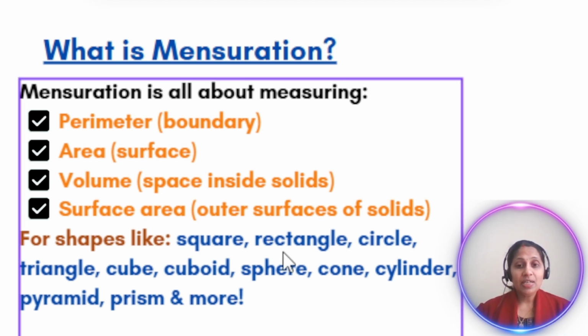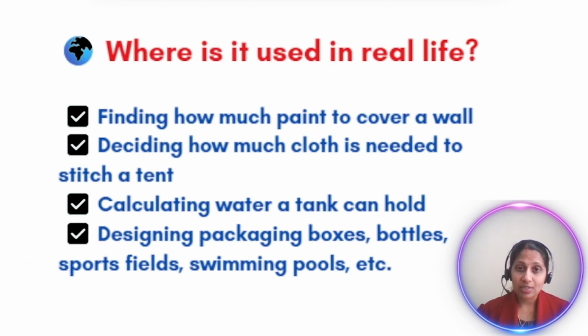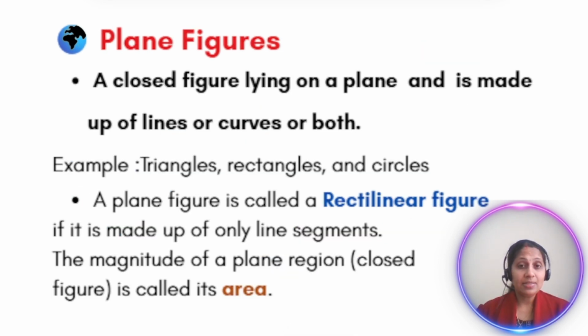Okay, so let's begin the topic with its real time usage, where it is used in our real life. As I told you already, how much paint can cover your entire wall, or finding how much cloth is needed to stitch a particular dress or tent, calculating how much water a tank can hold, or designing boxes, bottles, or making a pool or sports field. Everything needs mensuration. Clear?